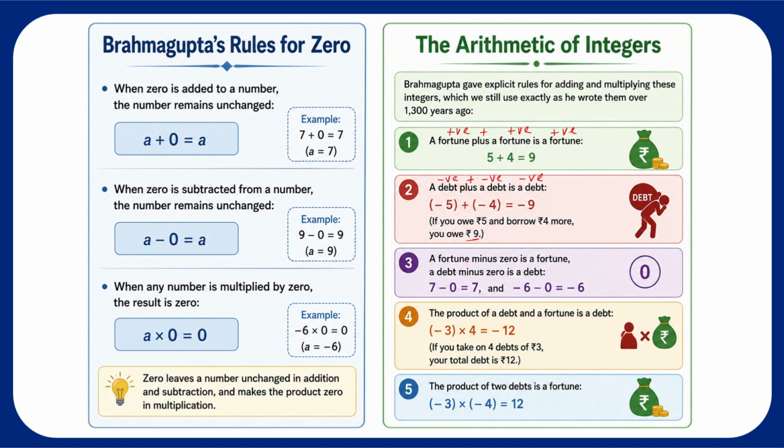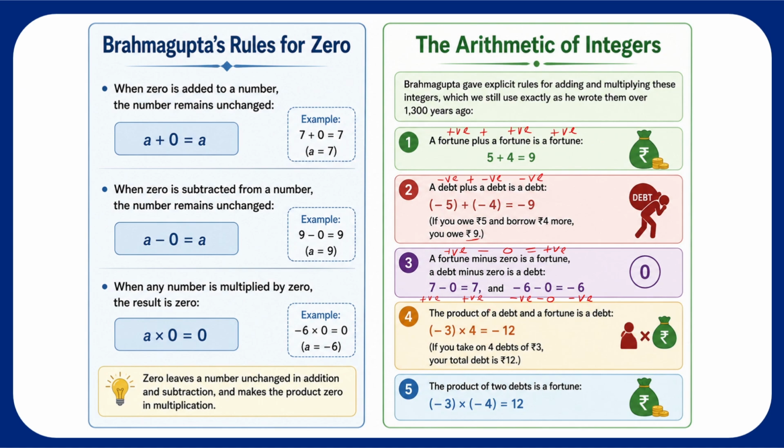The third rule: a fortune minus 0 is a fortune. In this rule, fortune means a positive integer. A positive integer minus 0 gives you a positive integer. The example says 7 is a positive integer, and we subtract 0 from it and we get back 7 again, which is a positive integer as well. Similarly, it applies to negative numbers as well. A negative integer take away 0 gives you back the negative integer. Subtracting a 0 does not affect the number. The number remains unchanged.